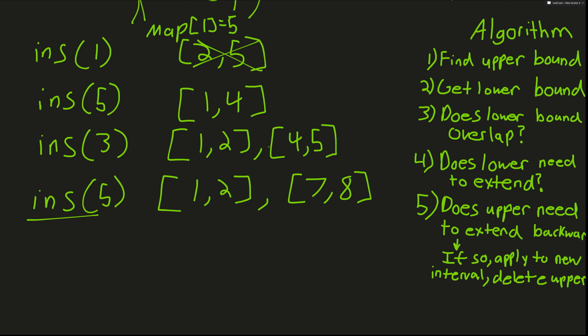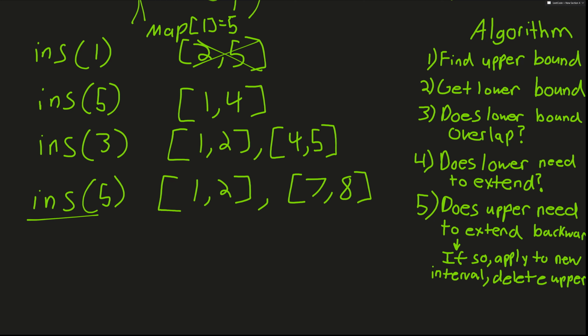We need to insert 5, which is greater than any of the values that exist. So when we try to insert 5, we'll find that there's no upper bound. And then we'll go to 2, and we'll get the lower bound. Okay, the lower bound is 1, 4. Does the lower bound overlap? So is 4 greater than 5? No, it's not. Does the lower bound need to extend?